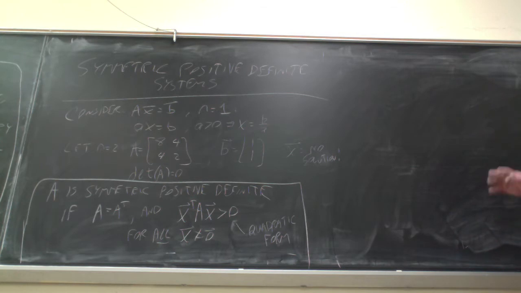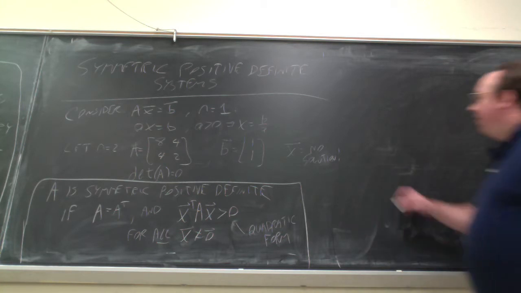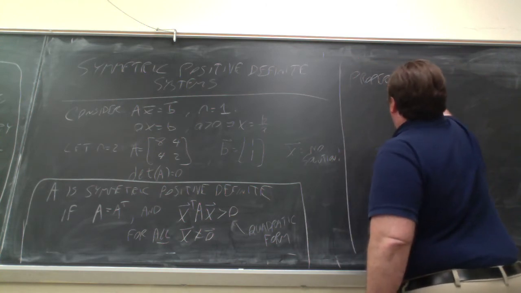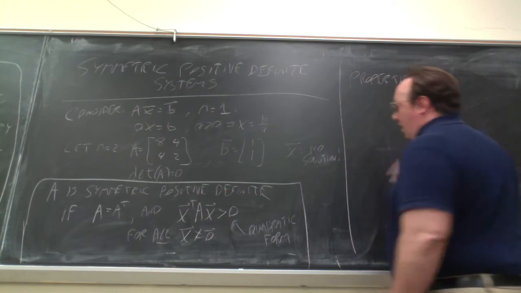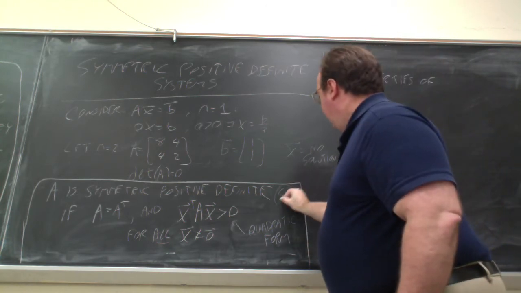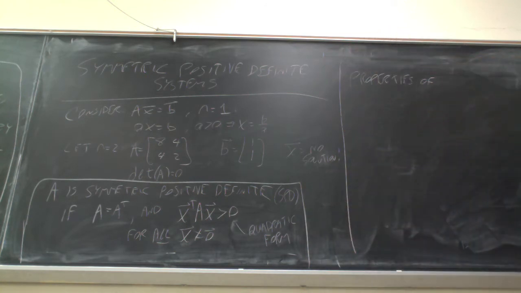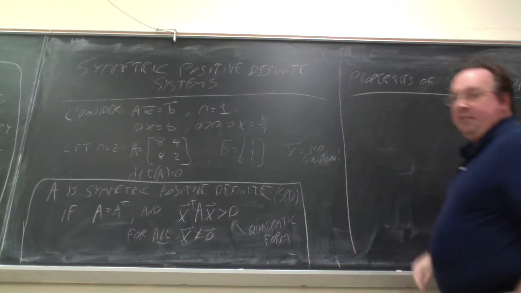So we need to have both of these together to call a matrix symmetric positive definite. Okay. Now, here are some properties. A convenient abbreviation, since it's inconvenient to write out symmetric positive definite all the time, is SPD for symmetric positive definite. So, properties of SPD matrices.